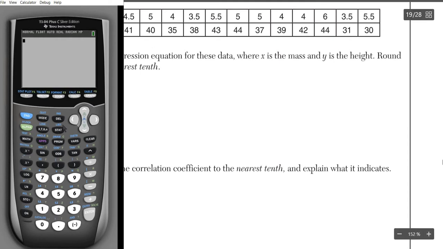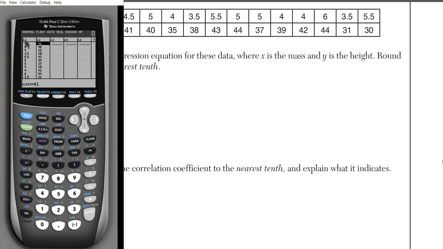We're going to put all this data into stat, edit. Now this L1, we're going to plug in all these values. 4.5, enter, 5, enter, put that all in here, and then in the next column you're going to put in this row, 41, 40, 35, etc. After you put that all in, be very careful that you put it in accurately, because missing one small number is going to throw everything off.